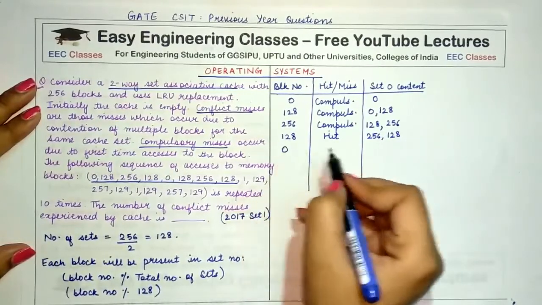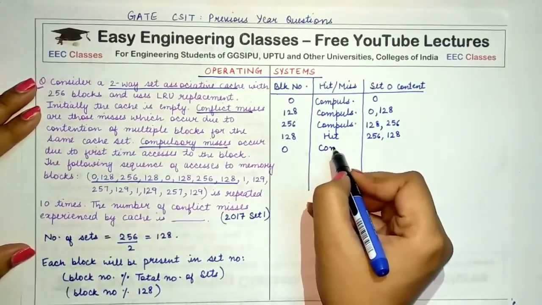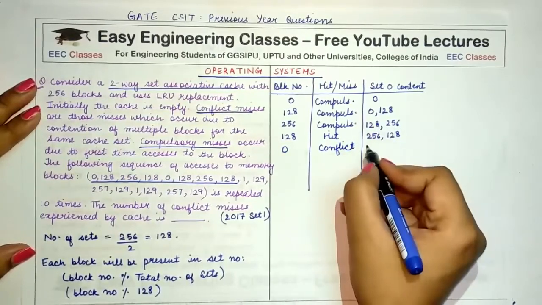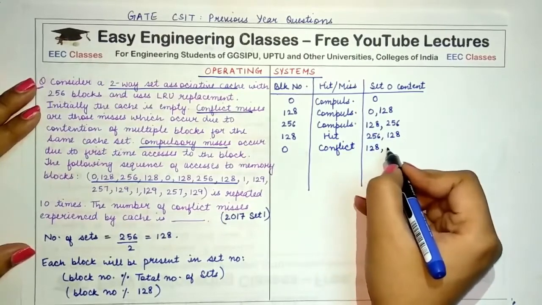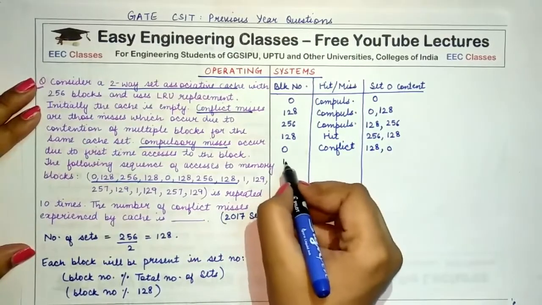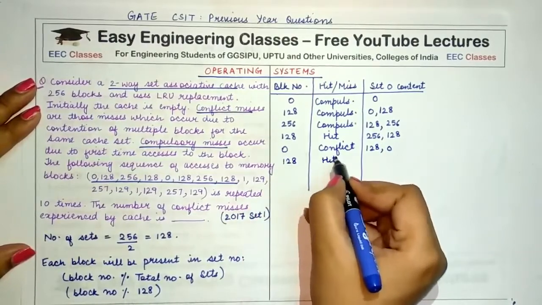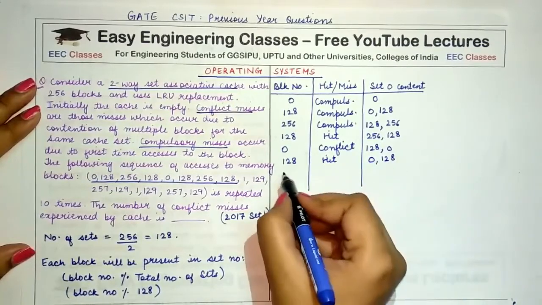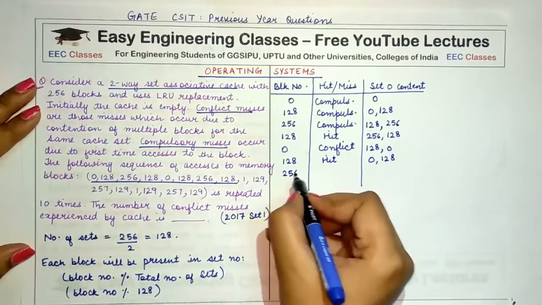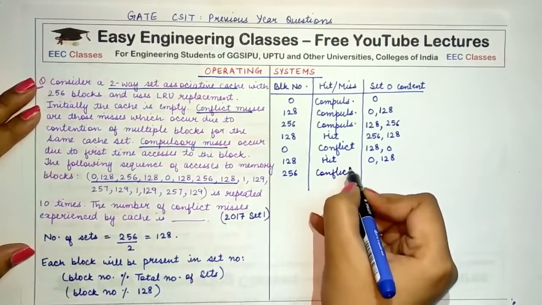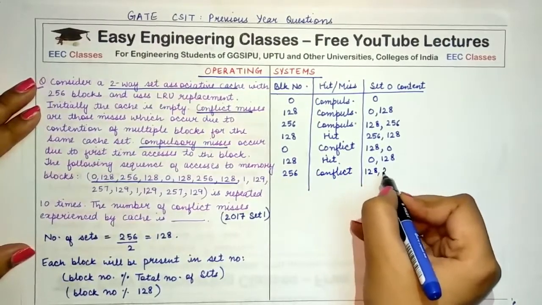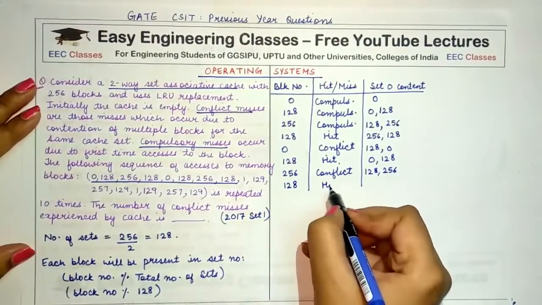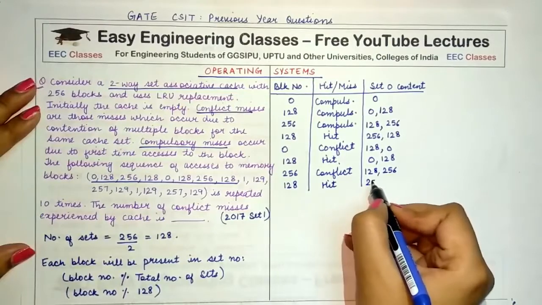Then comes 0 again, which is a conflict miss because 0 has been brought into the memory, but it is now not present because it was replaced. Then comes 128, which is again a hit. It is present in the memory, but for least recently used purposes, we change the order. Then 256, again a conflict miss, and the set looks like this now. And for the last in this part, 128, which is a hit, and the order becomes this.